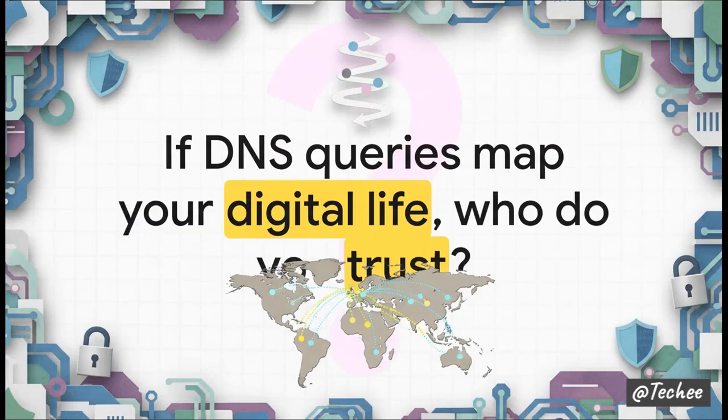From a simple text file managed by phone calls to an encrypted, privacy-focused global system, DNS has come a very long way. The choices we make about this invisible map have a real impact on our security and privacy online.